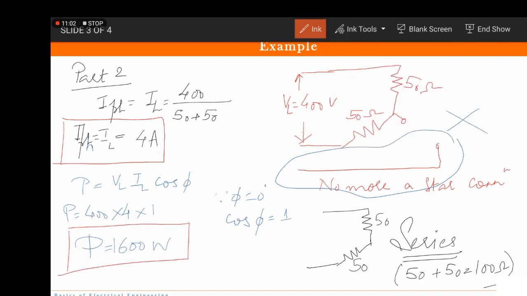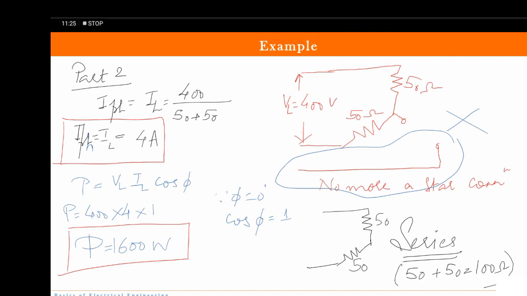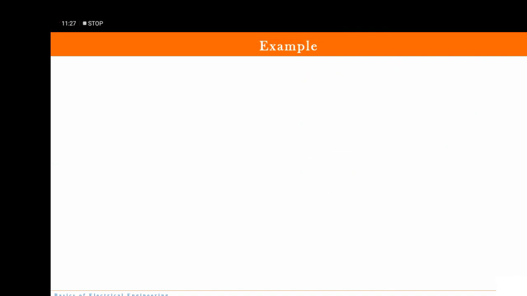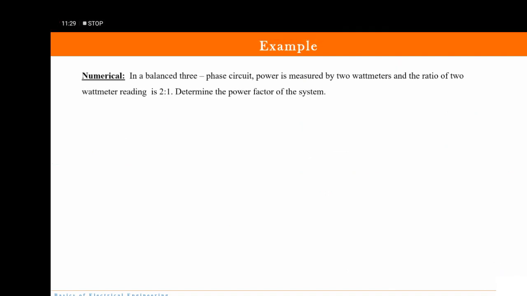Okay. Now if you compare both the values, earlier the power was 3200 watts and now in this case it is 1600 watt. It means the power is halved. So I can say that by disconnecting one of the resistors, the power is halved. Okay, fine. Yes. So now let us go to the next type of numerical.